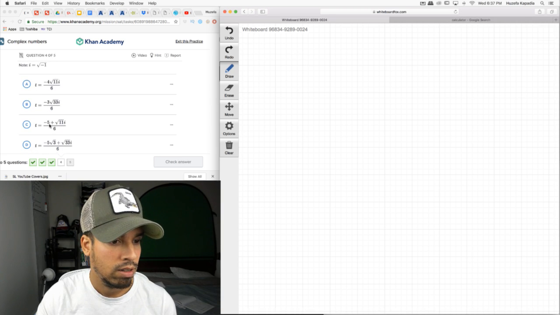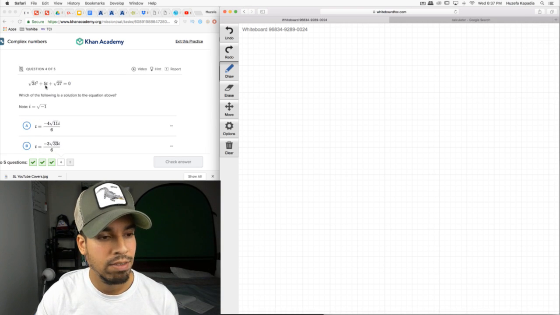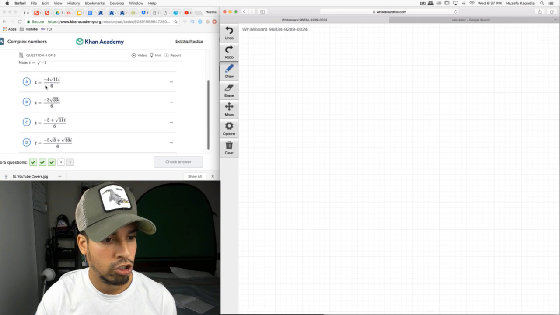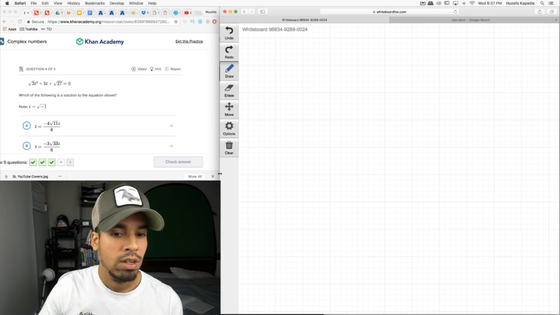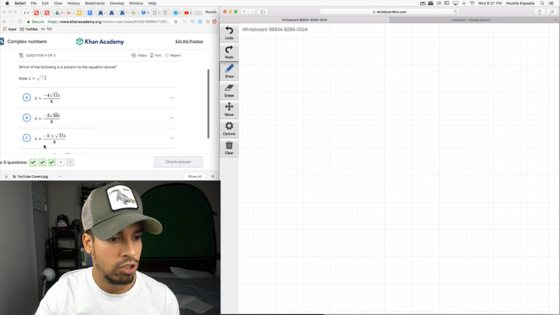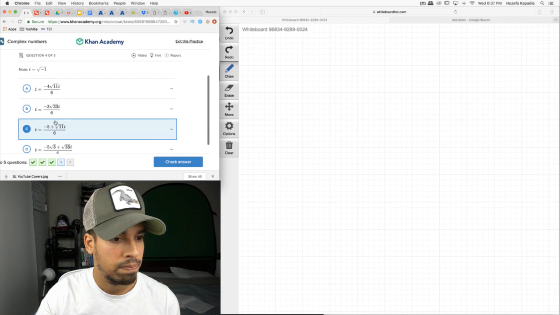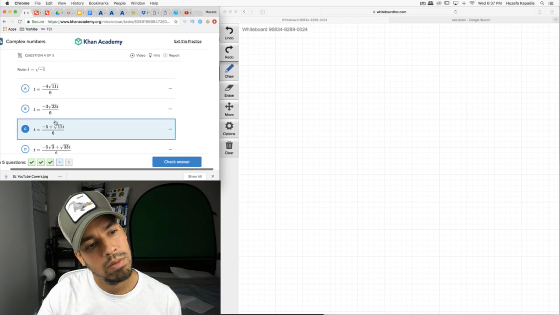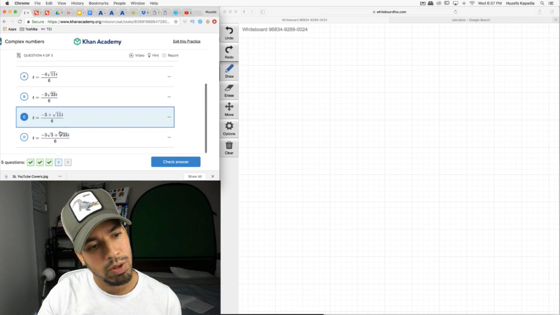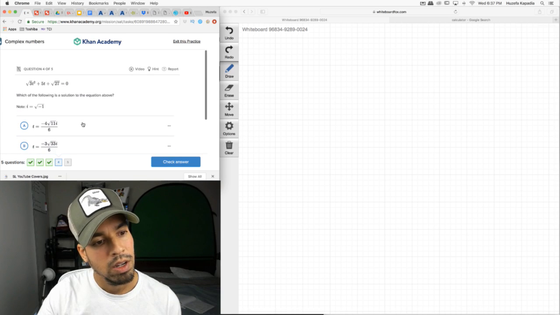I think it's C because the quadratic formula is supposed to be negative B plus or minus, so it should start with a negative 5. But anyways, my guess is going to be C. Let's just circle that, see if I can eliminate it that way. But then it should be over 2A. No, it's probably D. Okay, let's see.